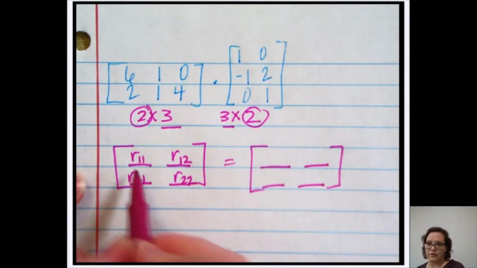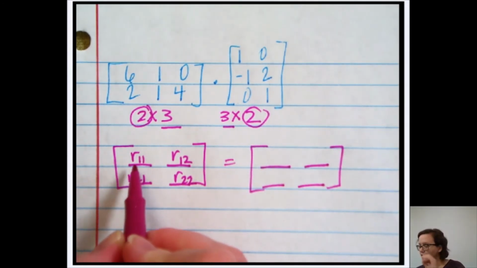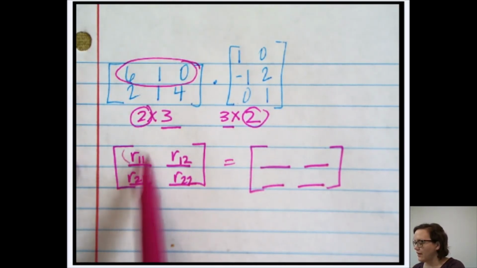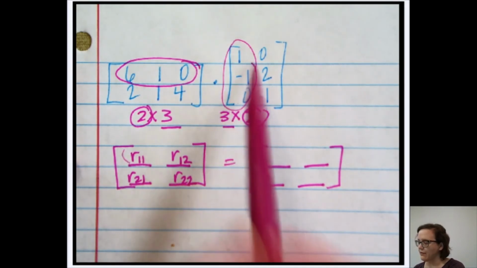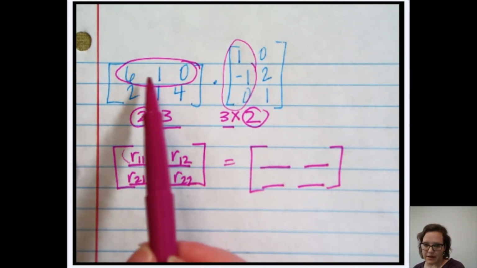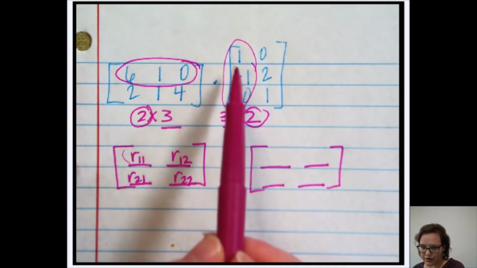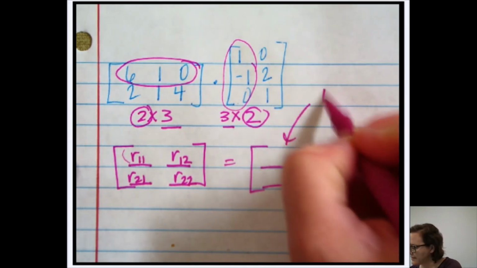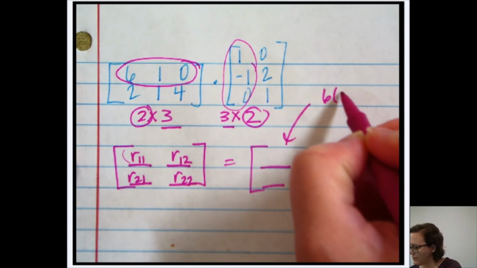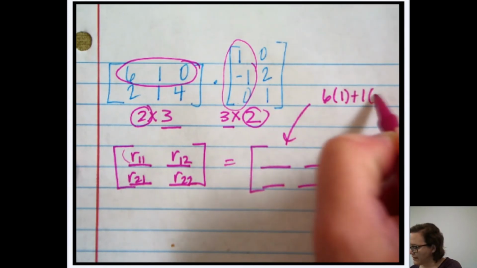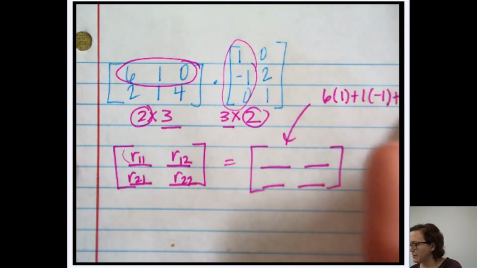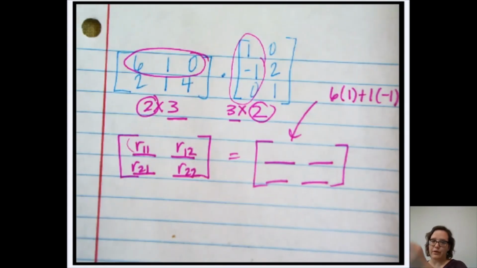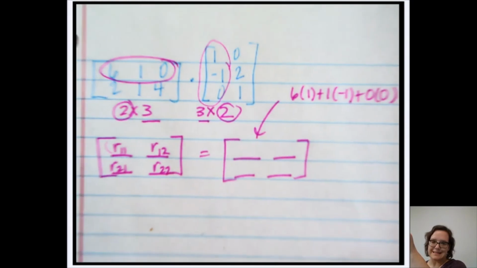So again, this gives us a clue. We take the first row, so that's 6, 1, 0. And to find R11, we're going to do it with the 1, negative 1, 0. So can you imagine this spinning and turning on top of that? So that would be 6 times 1, and the 1 times negative 1, and then 0 times 0. So that's where you need to be able to get.